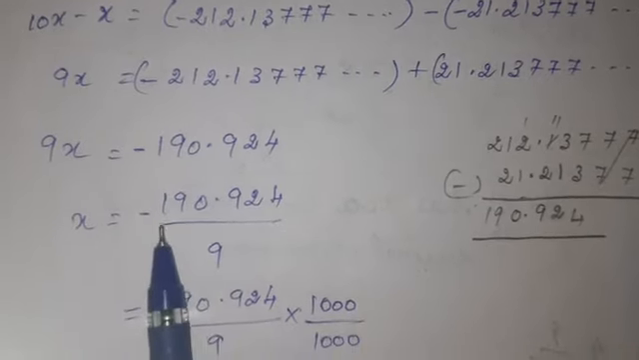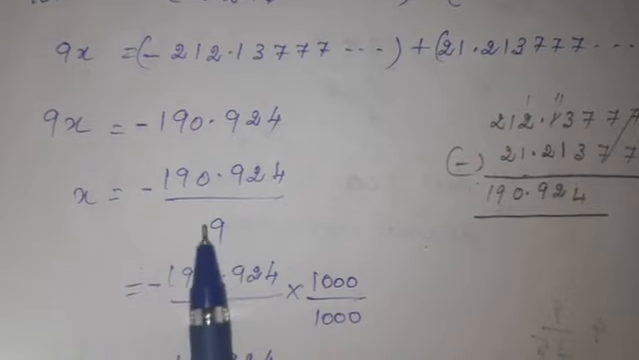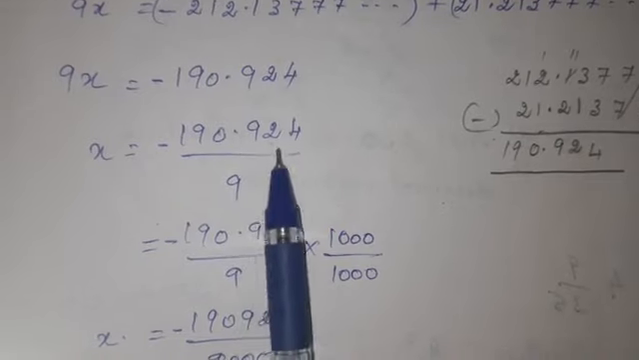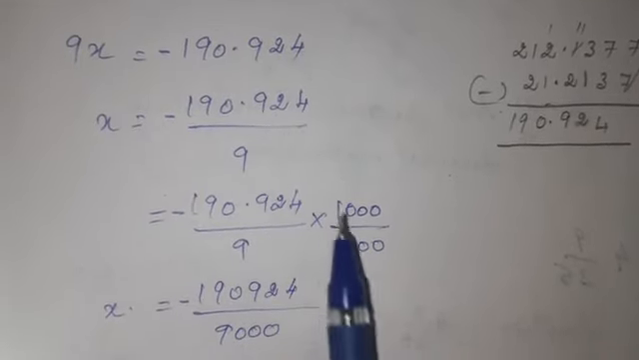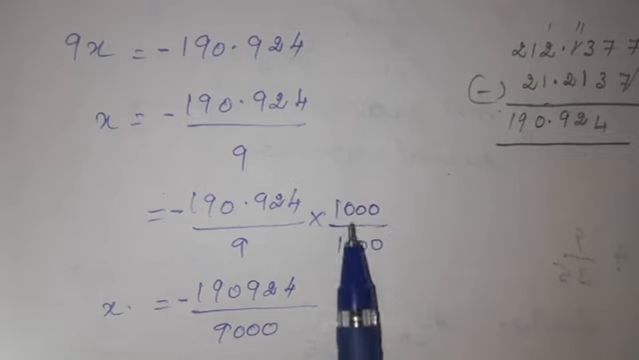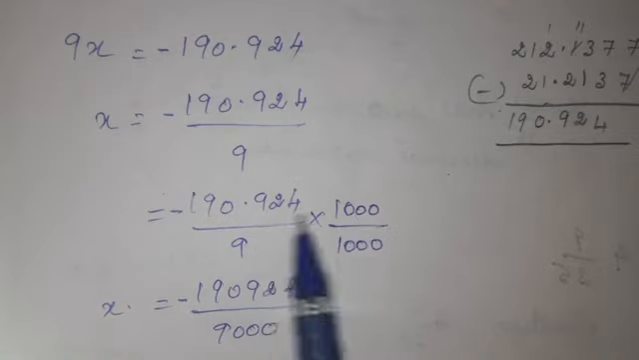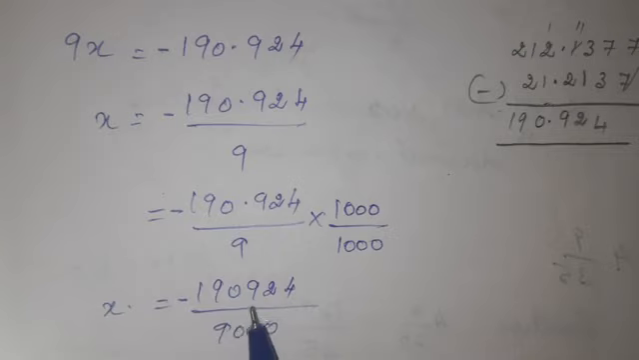x is equal to minus 190.924 divided by 9. I don't want the decimal in the numerator. I want to remove this. How many digits after the decimal? 3 digits. So I multiply and divide by 1000. For that I am doing here. If I multiply the numerator by 1000, the decimal will be removed. You will get 190924 divided by 9 into 1000 is 9000. Therefore, our answer is minus 1,90,924 divided by 9000.